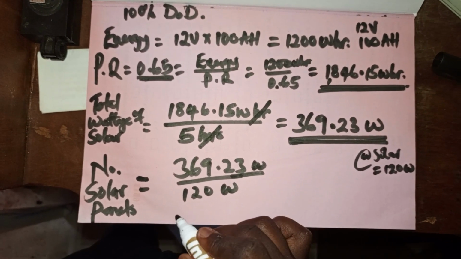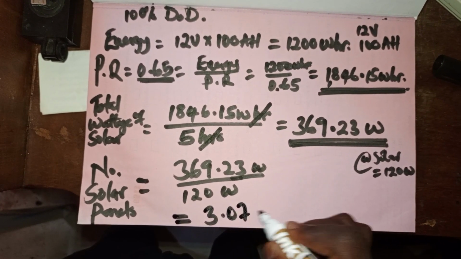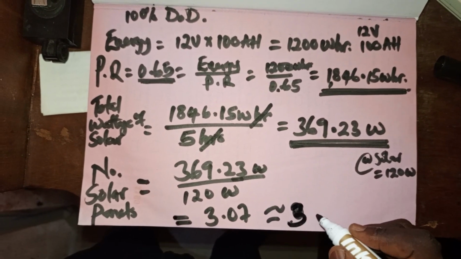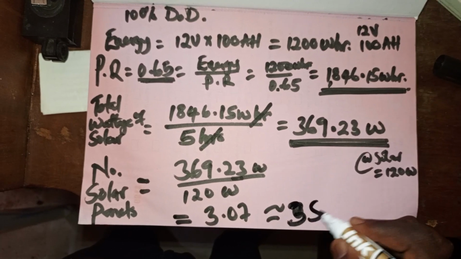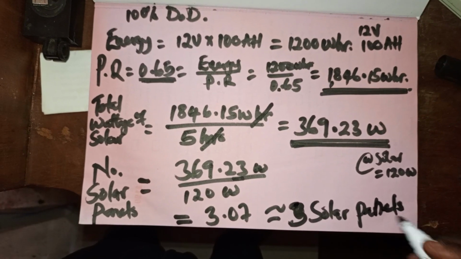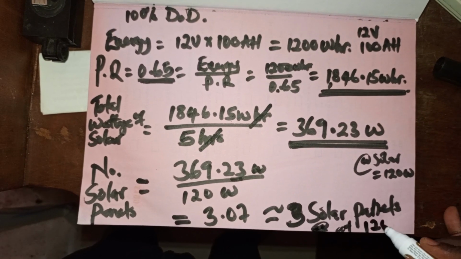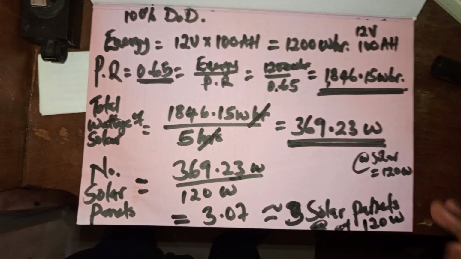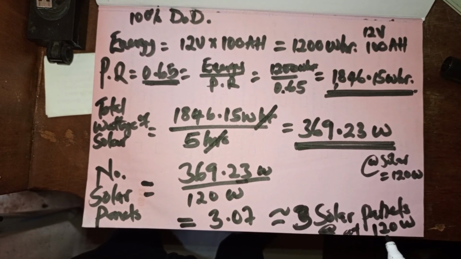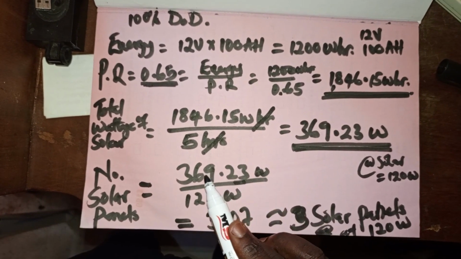So when we calculate this one, we shall get, you need roughly 3.07, which is now 3 solar panels at 120 watts each. But how are you going to connect these 3 solar panels, each at 120 watts? How are you going to connect them so that we get our 369?